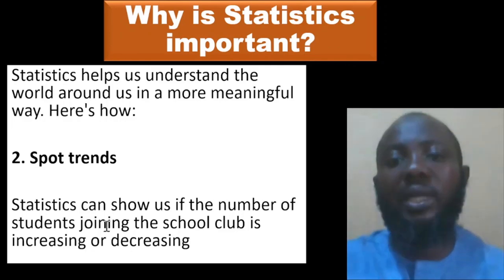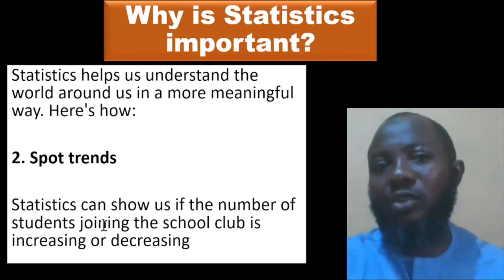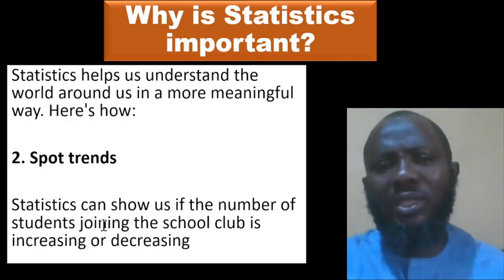And that's what happens in the world. For example, for any event that happens, it is statistics that lets us know the trend. Statistics deals with data, that has to do with numbers, how many, what is happening.